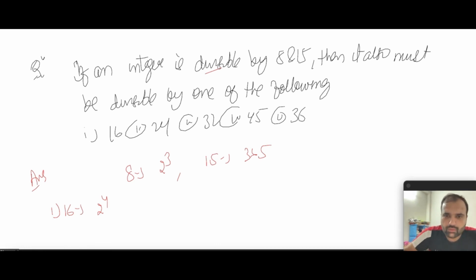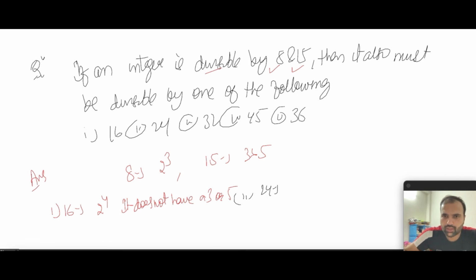Okay, so now it says that any integer has to be divisible by one of the following. It means it would have components from 8 and 15, and it would have a component of that number as well. So in 16 you see we have the component of 8, which is 2 cube, but we don't have a 3 or a 5. So this is not going to work, because it does not have a 3 or 5, isn't it? That's the first option.